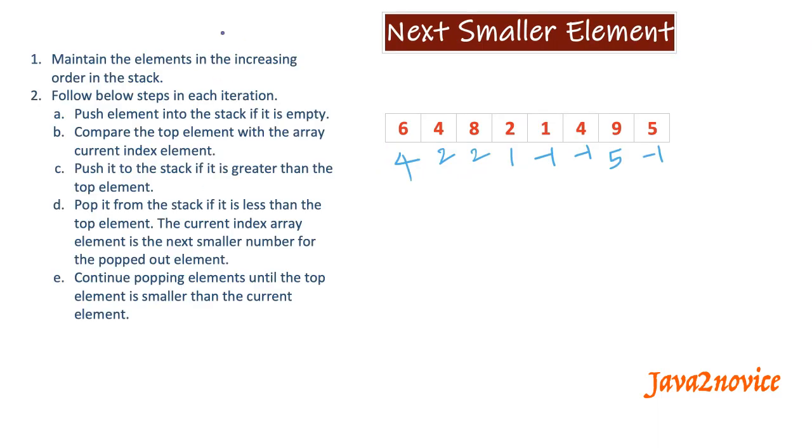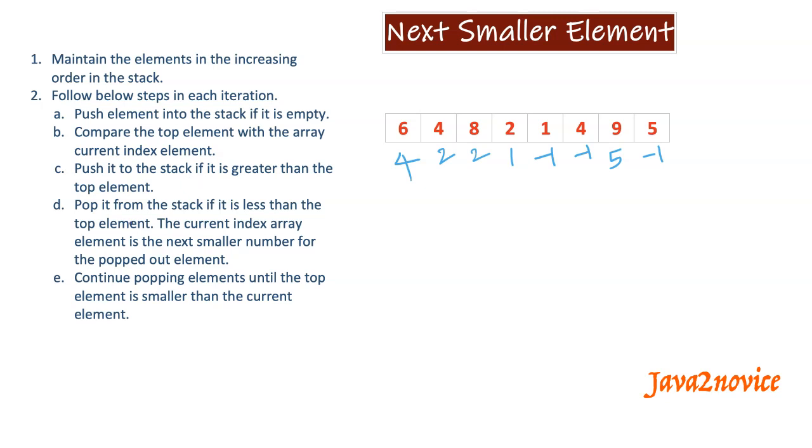Here are the steps. We need to take a stack and maintain the elements in increasing order in the stack. Now iterate over the array and follow the below steps in each iteration. As a first step, check if the stack is empty or not. In case the stack is empty, then push the element into the stack and continue with the next iteration. Compare the current element with the top of the stack element. Push it to the stack if it is greater than the top element. Since we are maintaining increasing stack order, we need to push it into the stack only if the current element is greater than the top element.